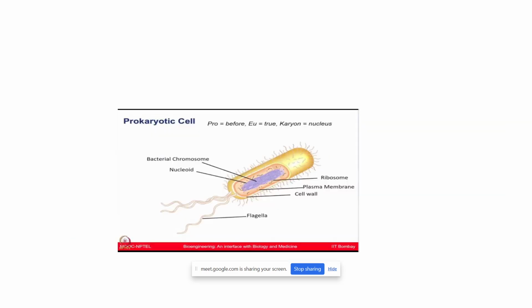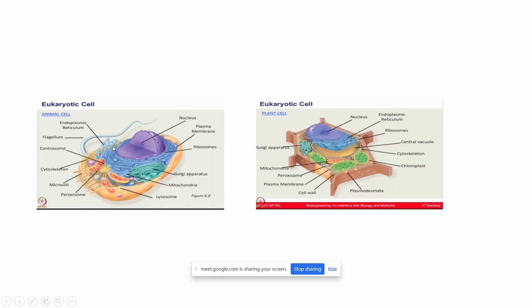So in terms of the cell itself, the very initial cell was a prokaryotic cell. Prokaryo indicates that there was no nucleus. Karyo means nucleus, so you can see karyon means nucleus. Pro indicates before nucleus. So prokaryotes are the ones which don't have a nucleus, and eukaryotes are the ones which have a nucleus.